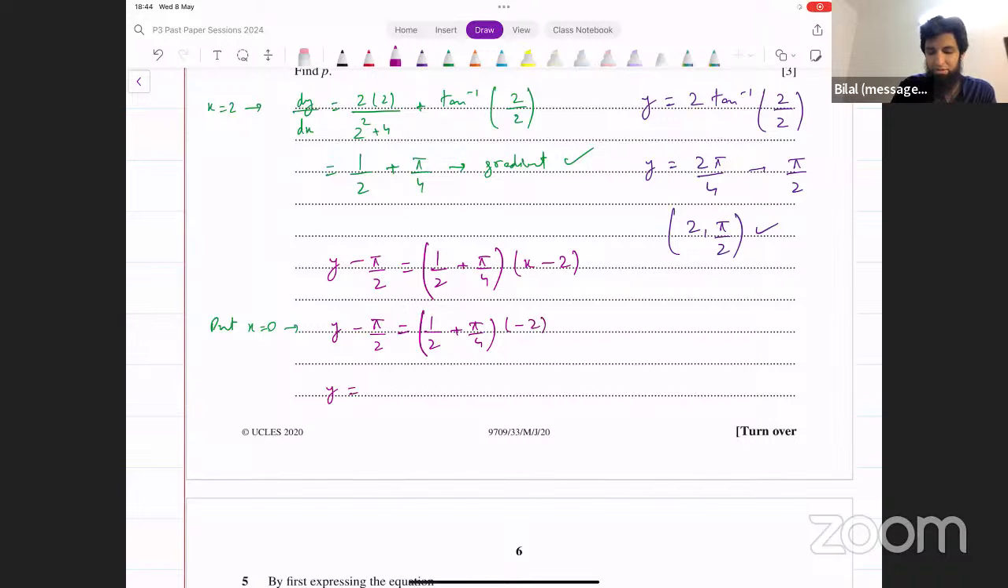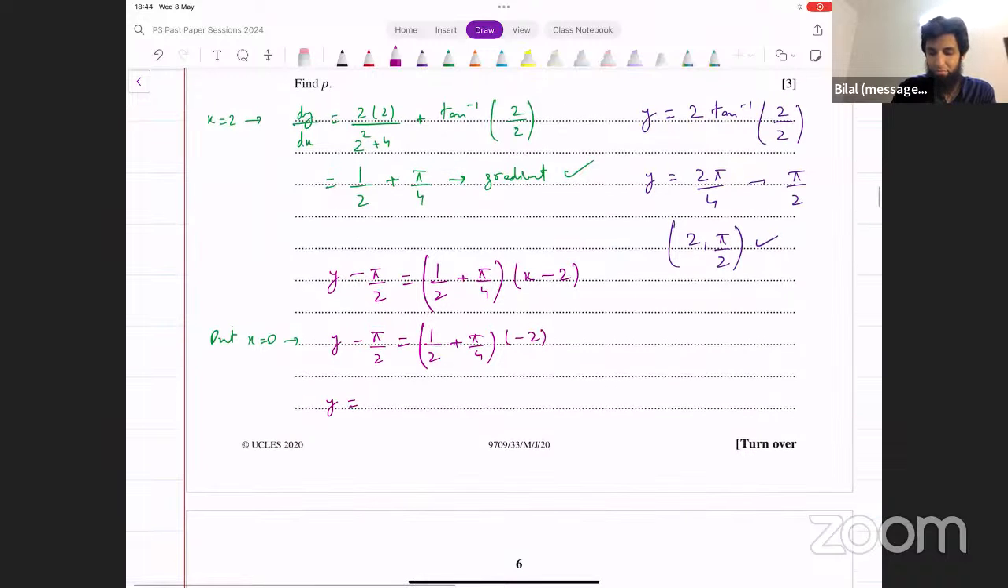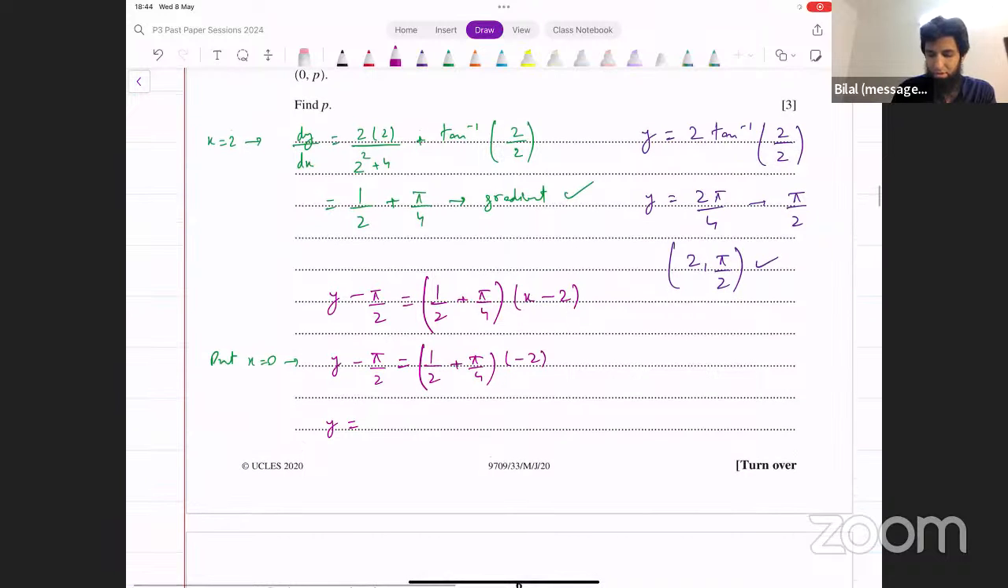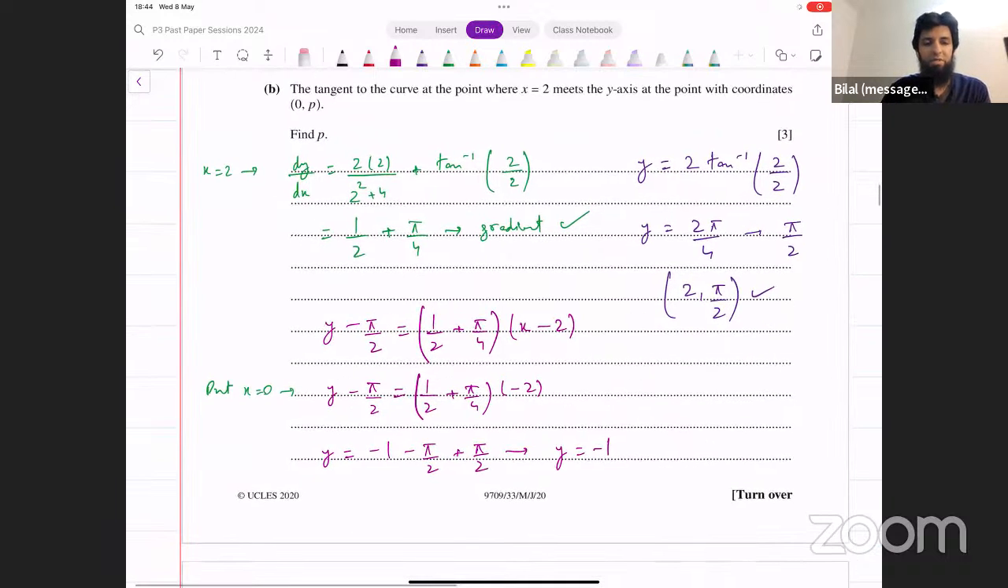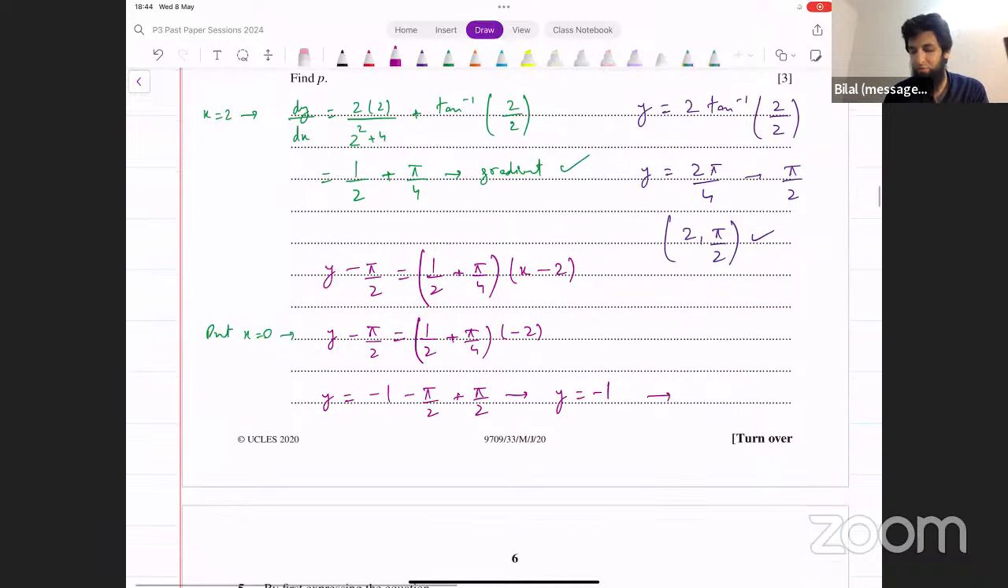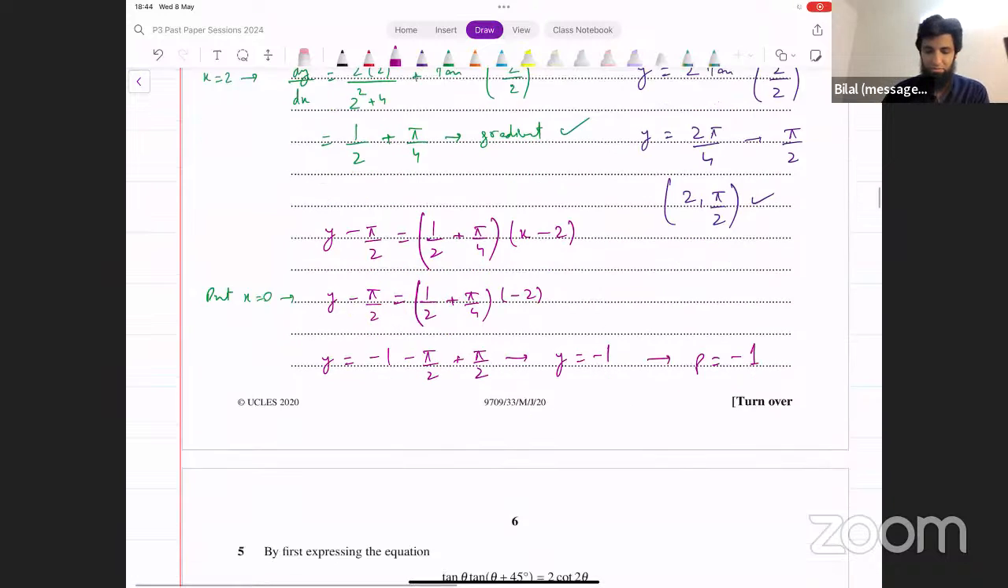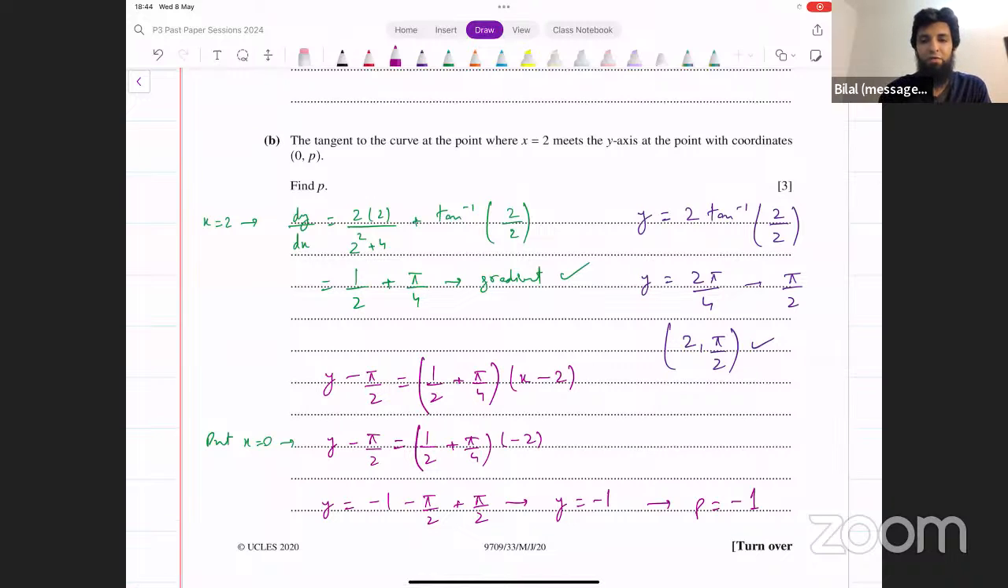And y equals minus 1 minus 2 pi over 4, that's minus pi over 2, plus pi over 2 from the other side, and the y value becomes minus 1. They said the y-intercept is p. So we can say the value of p therefore equals -1, right? That's what we were looking for. The value of p turns out to be -1.